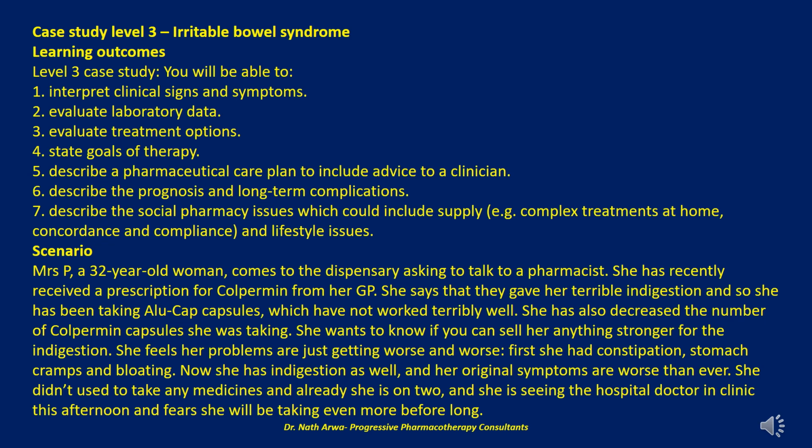1. Interpret clinical signs and symptoms. 2. Evaluate laboratory data. 3. Evaluate treatment options. 4. State goals of therapy. 5. Describe a pharmaceutical care plan to include advice to a clinician. 6. Describe the prognosis and long-term complications. 7. Describe the social pharmacy issues which could include supply, e.g. complex treatments at home, concordance and compliance, and lifestyle issues.